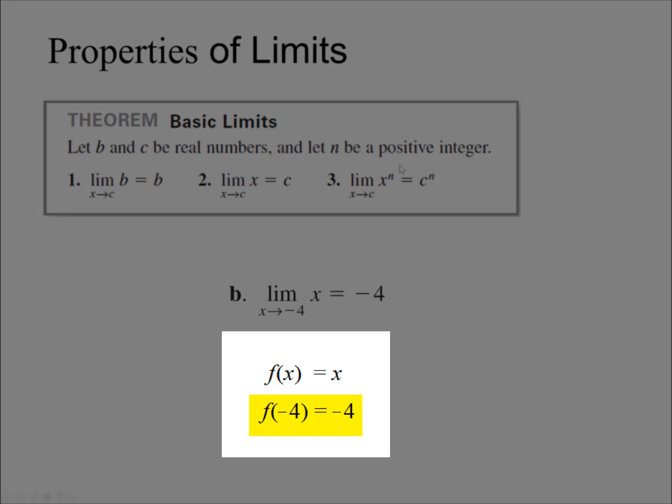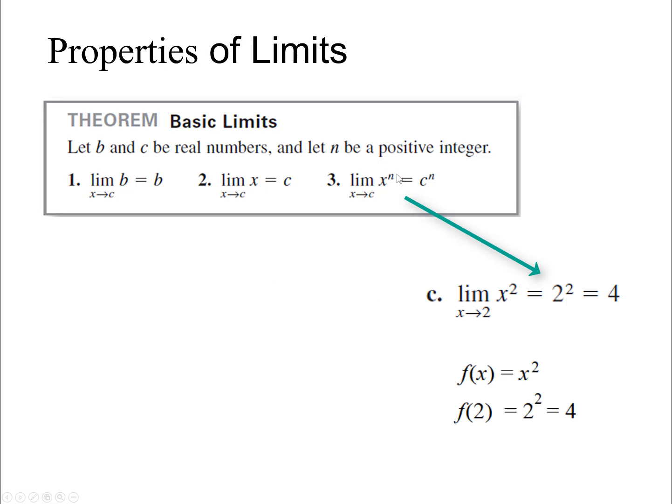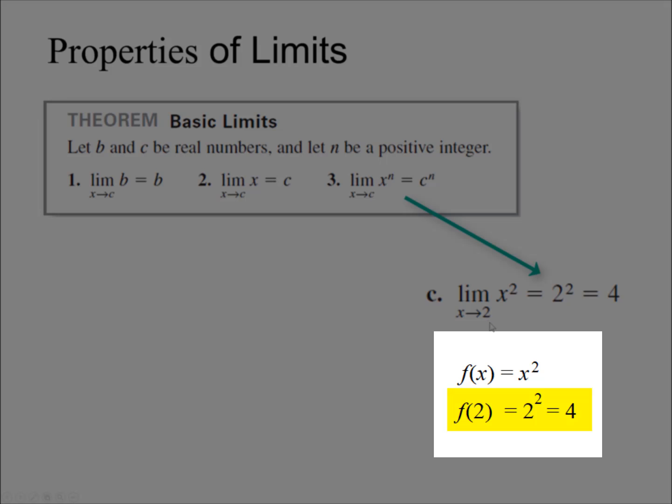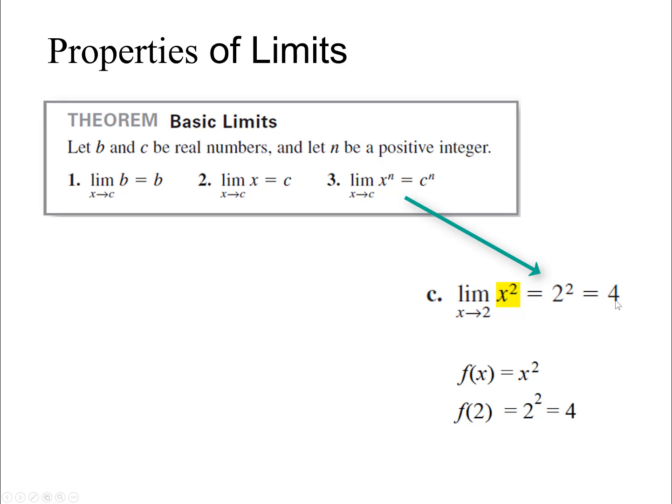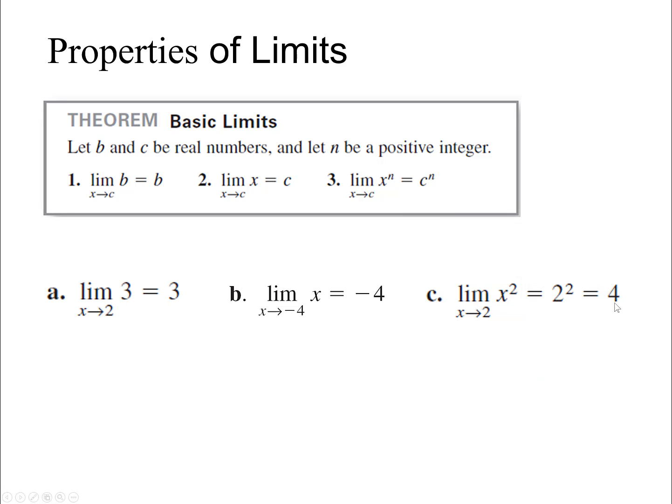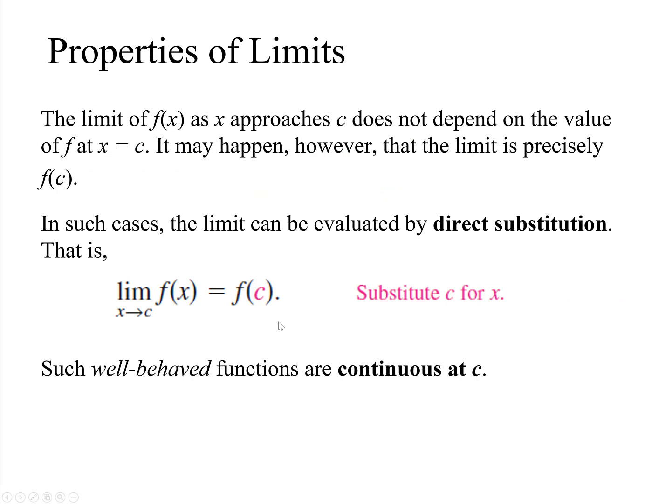Part 3, a simple polynomial. Now n has to be a positive integer here, so notice n is not negative 1, which would really be the reciprocal 1 over x function. That's coming later in today's lecture. But simply, the limit as x approaches c of x to the n, the limiting value, is c to the n. And again, we perceive this as functional evaluation. Notice here in part c, I'm plugging 2 into the squaring function. 2 squared is 4. That's the limiting value. So the first 3 of our basic limits could be achieved by functional evaluation.